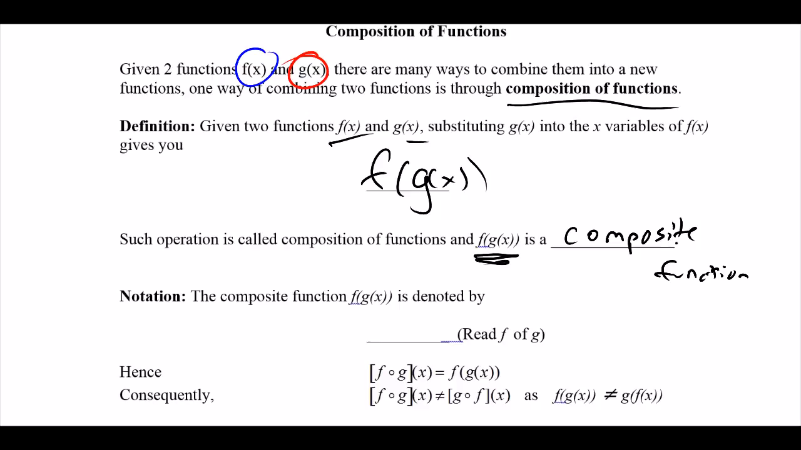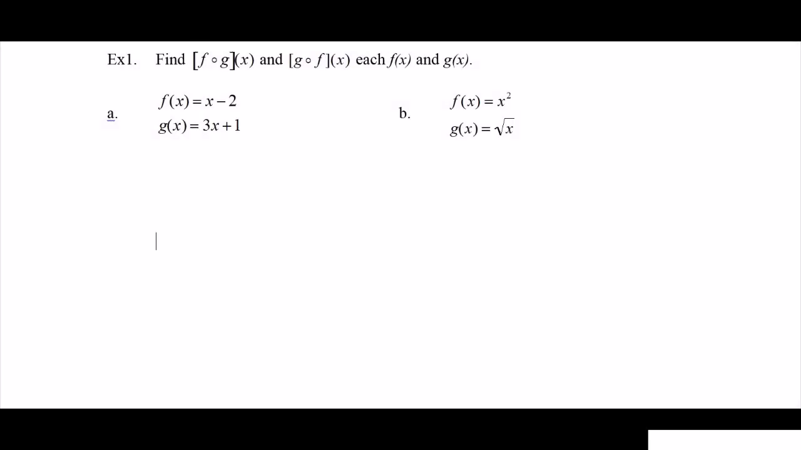So here we go. F of g of x is read "f of g." Hence, f of g of x is equivalent. So if you don't like f of g and you like the style at the top, this style, then that's fine. But let's go through some examples to see what the heck I'm talking about. So let's move this away and bring up our second one.